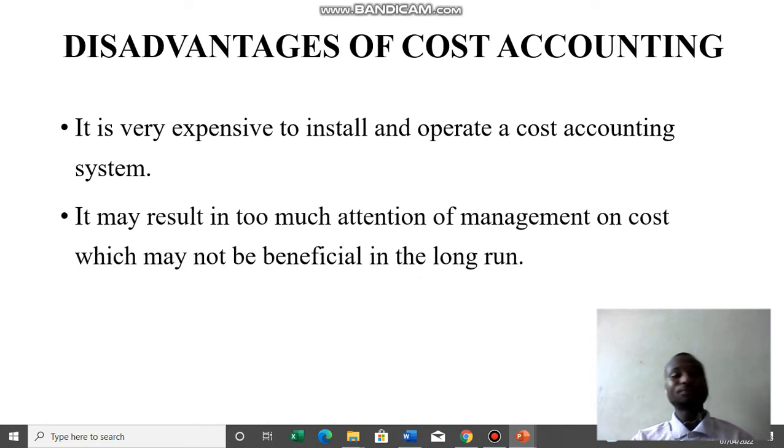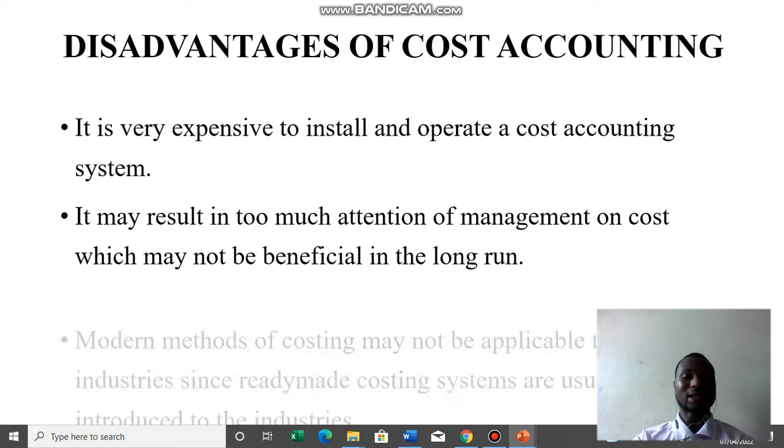Then we're also saying that because we are talking about cost, management attention might be shifted to beating down cost. And if your attention is all about beating down costs, you might compromise quality. That's why we are saying that it may result in too much attention of management on costs. In the long run, if you are not careful, it can affect the quality of the service or the product you are dealing with. Are you following that? So that is a disadvantage associated with cost accounting.